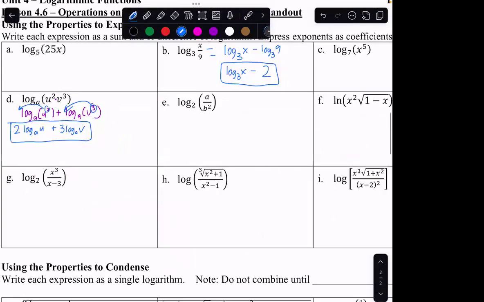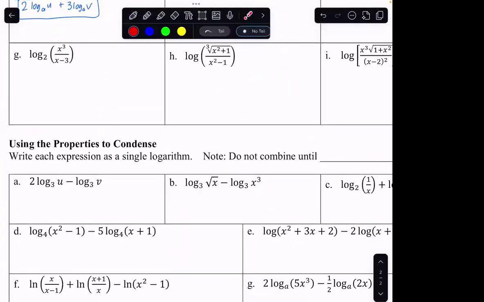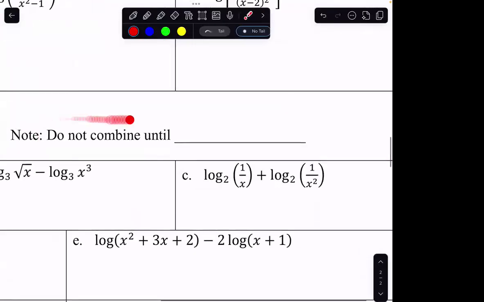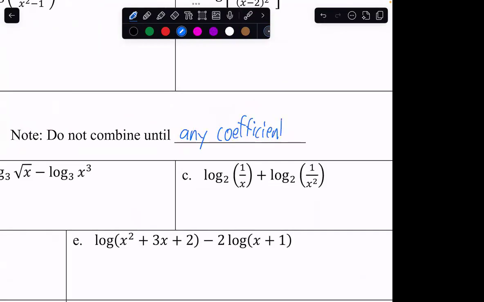Okay, so let me jump down and let's fill in this part right here. So in the bottom half, we're going to go the other way. I'm going to give you 2 or more logarithms and ask you to combine them into a single logarithm. So here's an extremely important note. Do not combine until any coefficients have been removed. And when I say removed, I mean made into an exponent.